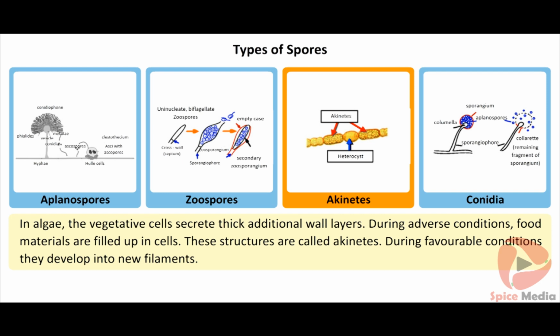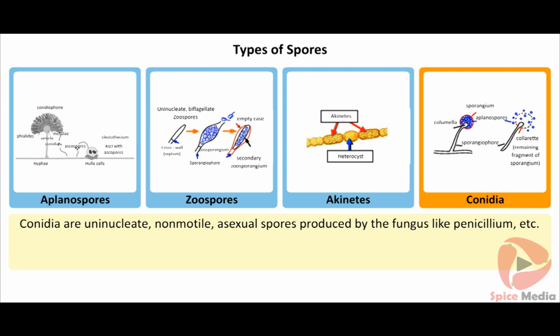Akinetes. In algae, the vegetative cells secrete thick additional wall layers. During adverse conditions, food materials are filled up in cells. These structures are called akinetes. During favorable conditions, they develop into new filaments. Conidia. Conidia are uninucleate non-motile asexual spores produced by fungi like Penicillium, etc.